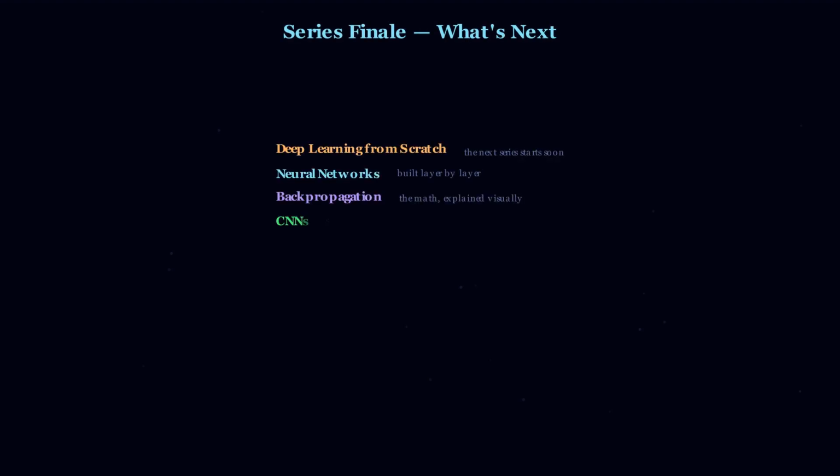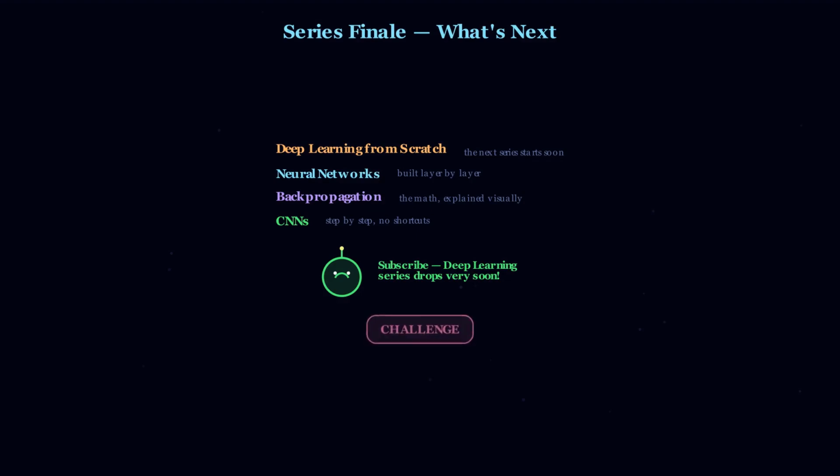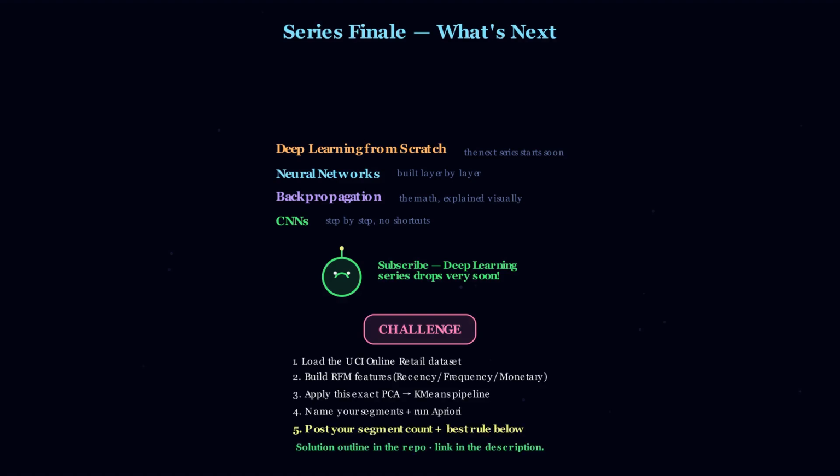3 capstones done. Regression. Classification. Unsupervised. You now have a complete machine learning toolkit, supervised and unsupervised, from raw data to production-ready pipeline. The next series starts soon, deep learning from scratch. Neural networks, backpropagation, convolutional networks, all built step by step.